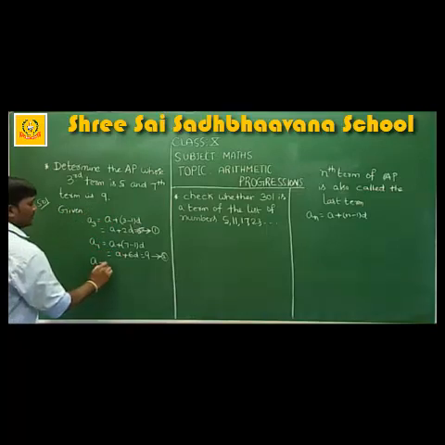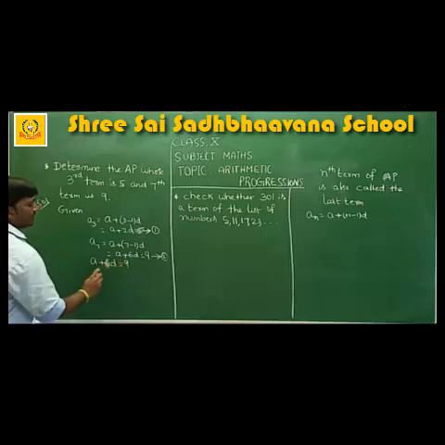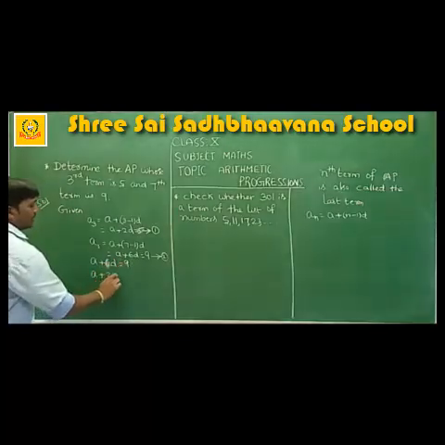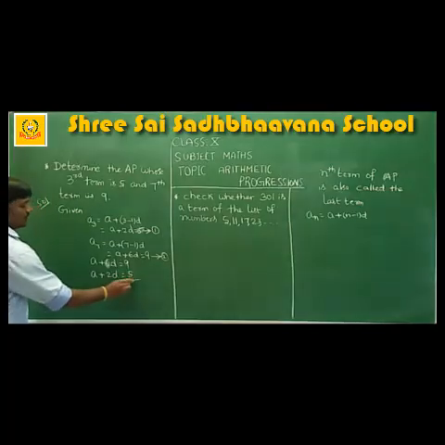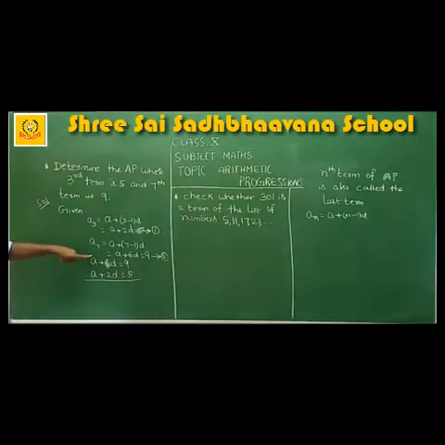So how do you solve? These are two linear equations. First you write a plus 6d equal to 9. Next you write a plus 2d equal to 5. So observe here what we have to do. You might have studied linear equations in two variables. Now we have to subtract.